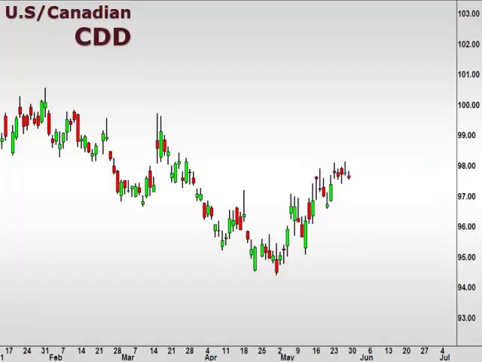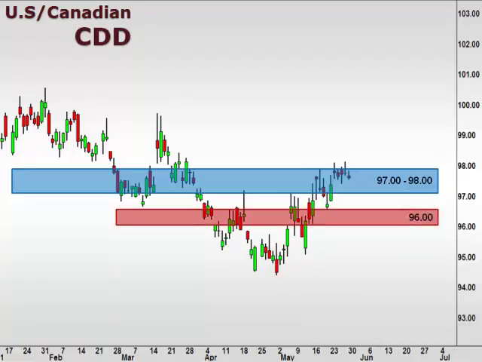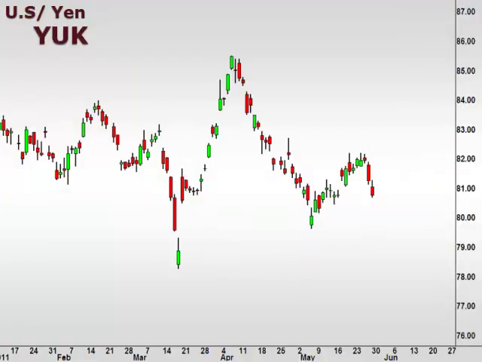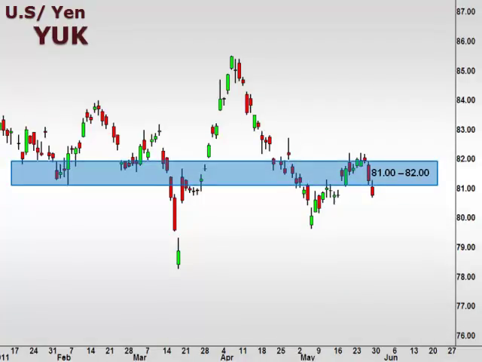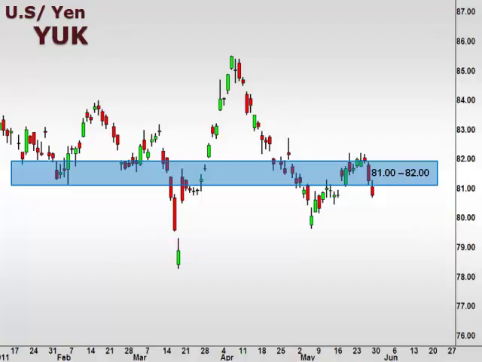Next up, the CDD, the U.S. versus the Canadian dollar. Well, the CDD continues to struggle within the 97.98 focal zone, and failure to hold this level could result in a move back down to test this 96 level for support. A break above 98 signals the continuation of the uptrend. Let's take a quick look at the U.S. dollar as it's trading against the yen, as seen here in the ISE FX Options pair value YUK. Well, the YUK broke below 81, suggesting a possible continuation lower and a test of 79.